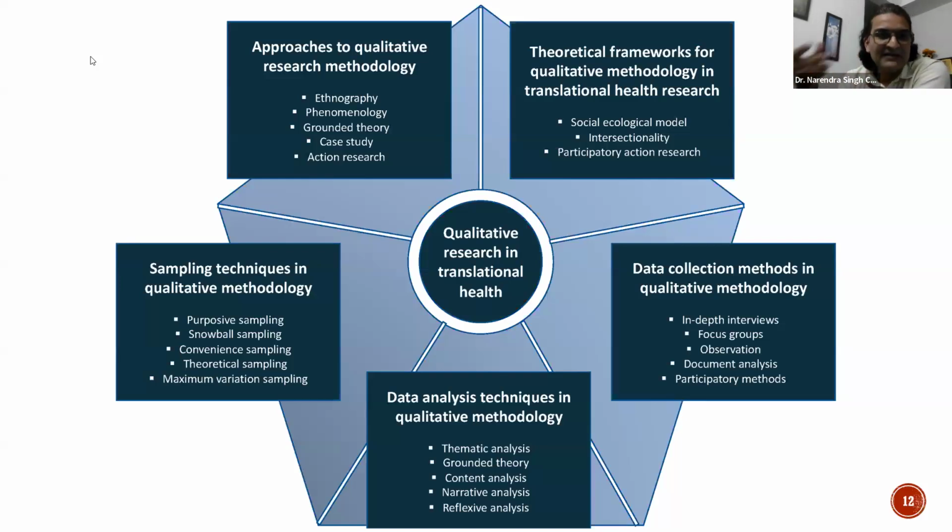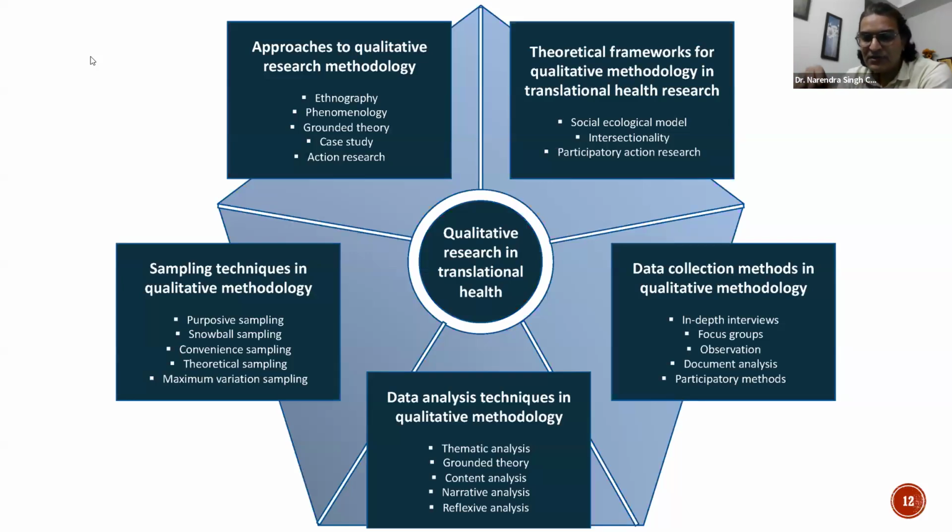Then participatory methods are also there, where the interviewer is also a participant. And then I will come to the data analysis techniques, one by one.